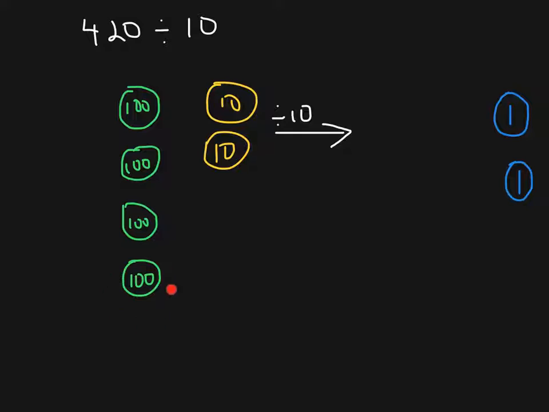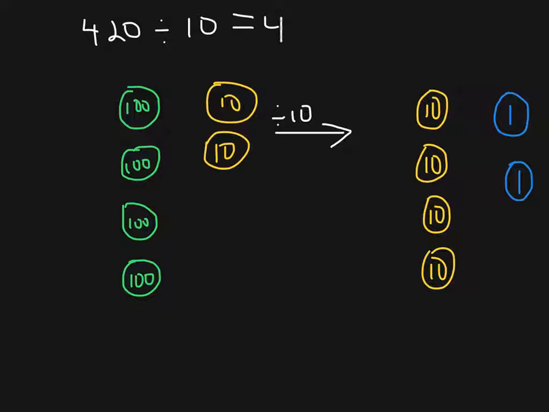And then for the next part, I have 4 hundreds that I want to divide by 10. And when I do that, I'm going to end up with 4 tens, because each time I divide 100 by 10, I get 10. 10 times 10 is 100. And so I'll end up with 4 tens instead of 4 hundreds. And when I add all these up, 10 plus 10 plus 10 plus 10, plus my 2 ones, I'm going to have 42 total.